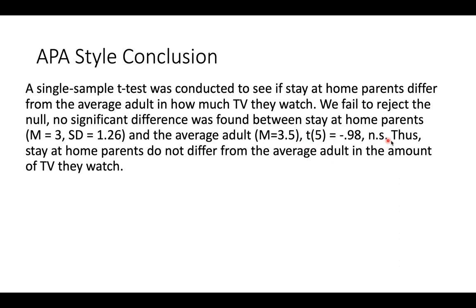Now we need our statistical t statement: t, parentheses, degrees of freedom, 5, which is n-1, equals our calculated t, negative 0.98. We don't have a Cohen's d, so we just drop it and ignore it. And we were not significant, so n.s. And now we need to provide our take-home message. So thus, stay-at-home parents do not differ from the average adult in the amount of TV that they watch.